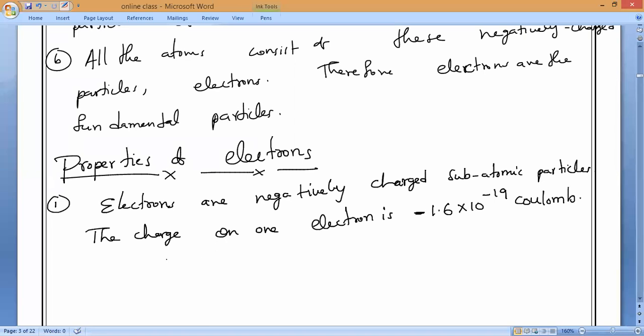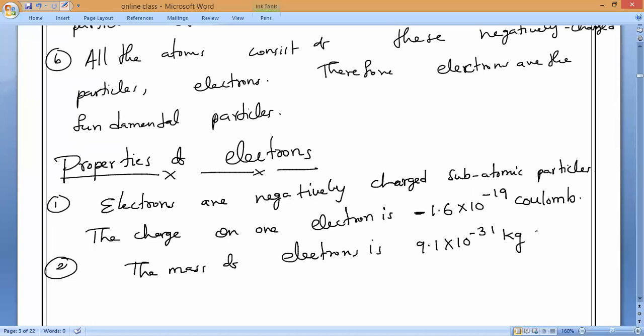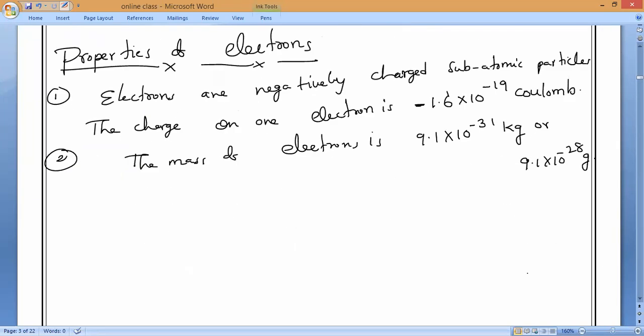Next. The mass of electron is 9.1 into 10 power minus 31 kg, or 9.1 into 10 power minus 28 grams. That is what it is. Please remember the mass of one electron.